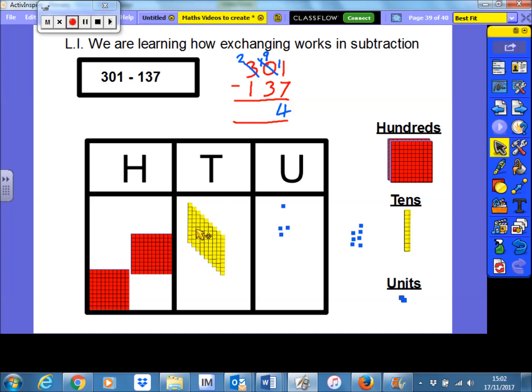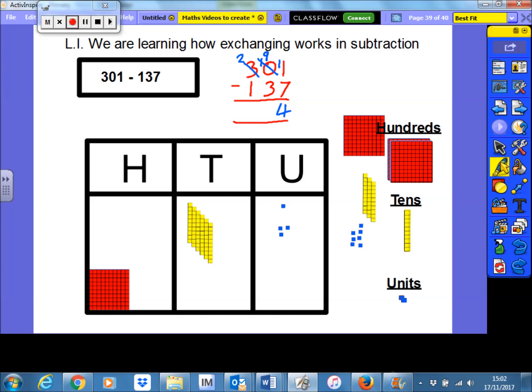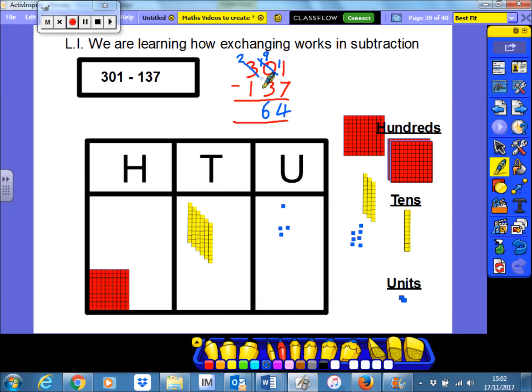We have 9 tens. Can we take away 3? Absolutely. 3 tens there. Off they go. And lastly, 2 hundreds. Take away 1. And we have it there. So, we're left with 6 tens in here and 100 in here. And we have our final answer of 164. But to do that, we had to exchange from the hundreds down into the tens, and then again from the tens into the units.